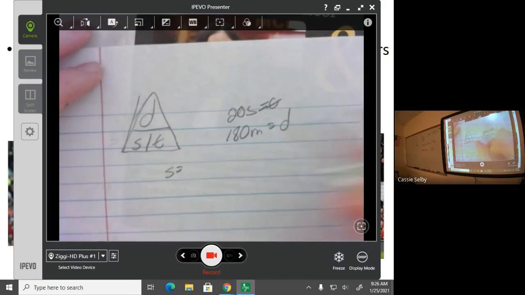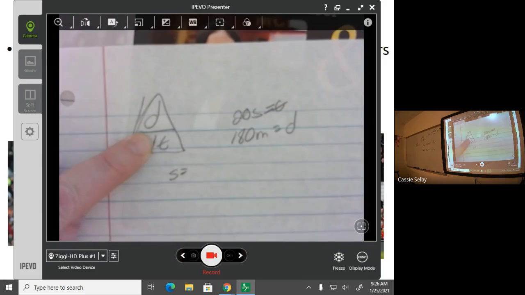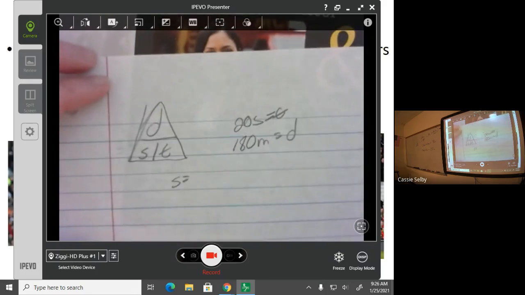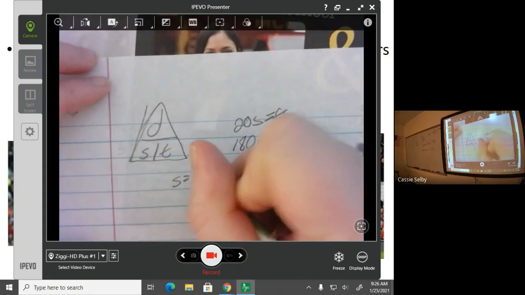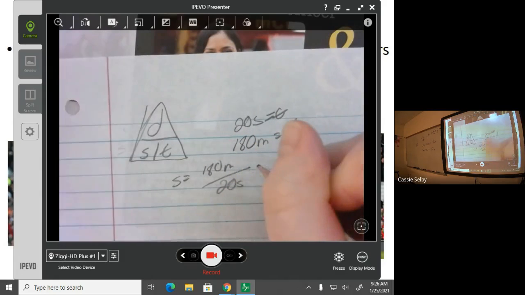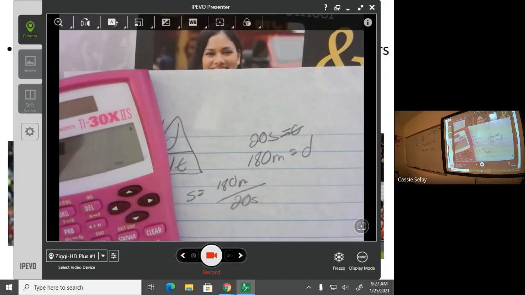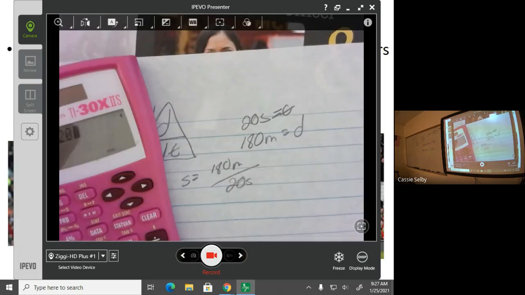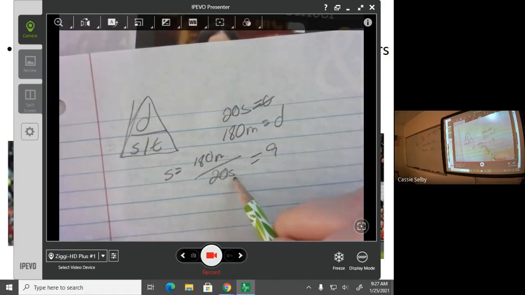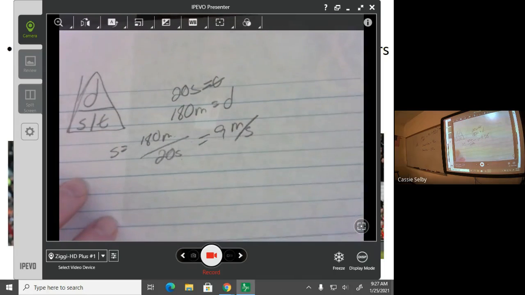So looking at my equation here, d divided by t equals S. And so 180 meters divided by 20 seconds is equal to speed. So punch that into the calculator. 180 divided by 20 equals 9. And you can see my units, there's nothing canceling, they're just going to stay the way they are.